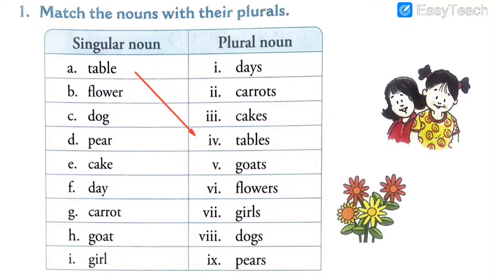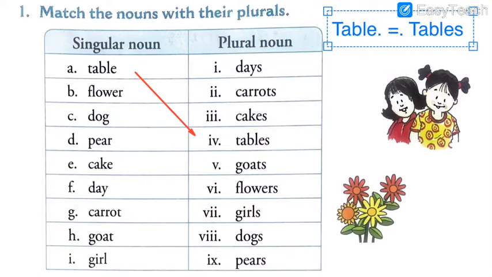Now, for those who are solving it in the rough book, what do you have to do? Very easy way is, you have to write table equals to tables. I'll write it here for you. If you are writing in rough book, how you have to write, I'll show you the sample. Table equals to tables.